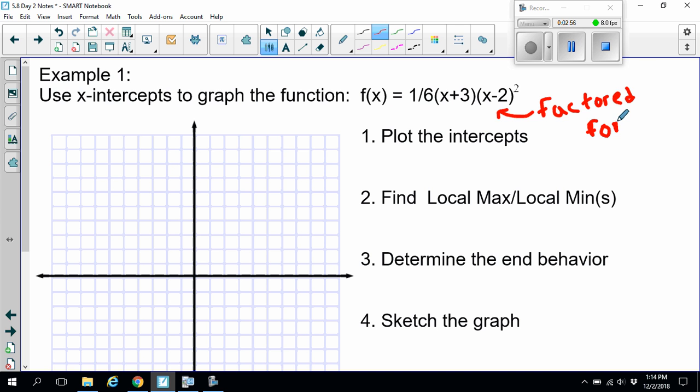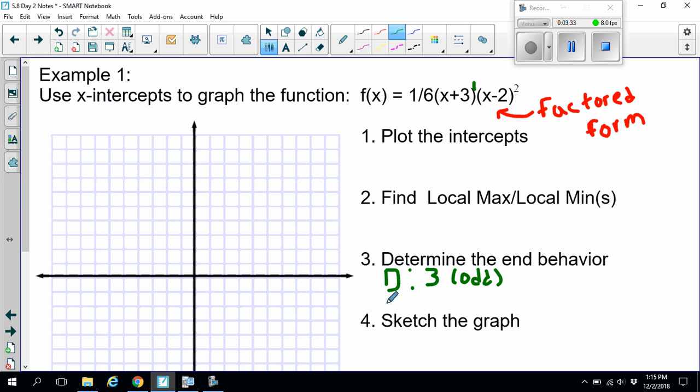Now before we find any of the points, what we need to figure out is our end behavior, meaning which way do our arrows face. The first thing we need to figure out is the degree of the function. Now remember, if we are in factored form, to find the degree of the function, we add up the exponents on each of our factors. So on x plus 3, notice that this exponent is 1, and then on the x minus 2, the exponent's 2. So we add these two up and we get 3, which 3 is an odd number.